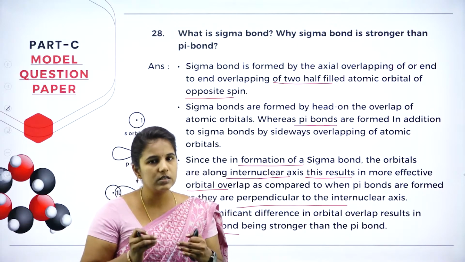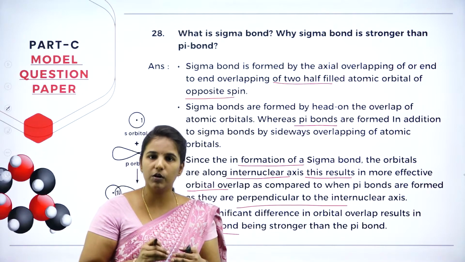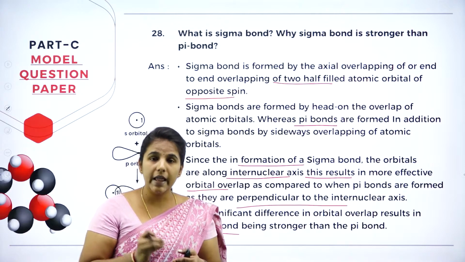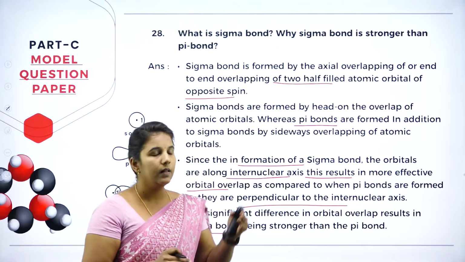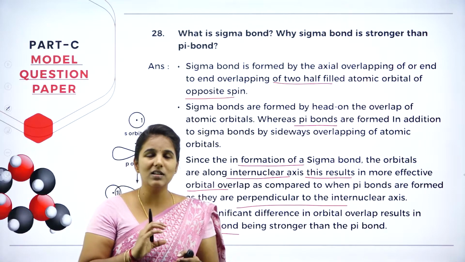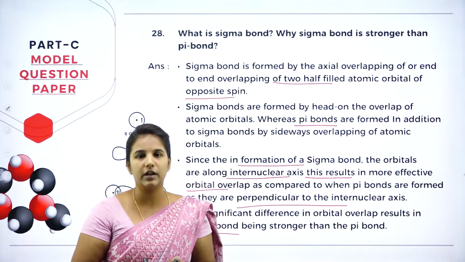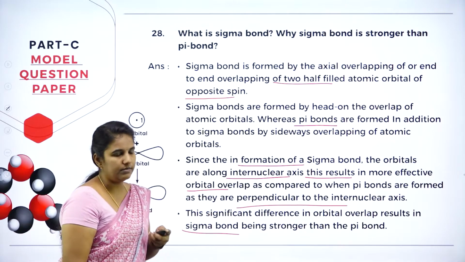So first you need to say what a sigma bond is and how sigma bonds are formed. Next, if any sub questions are given, like why sigma bonds are stronger than pi bonds, you need to give just a justification for that. So this much is enough to get 3 marks.